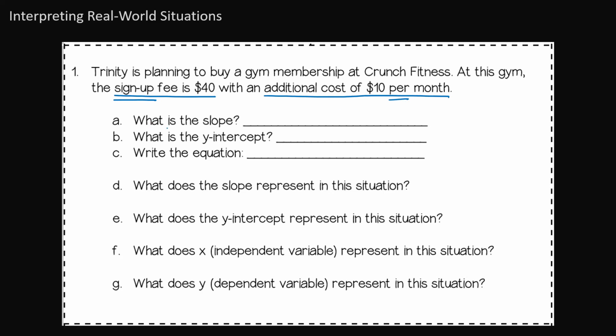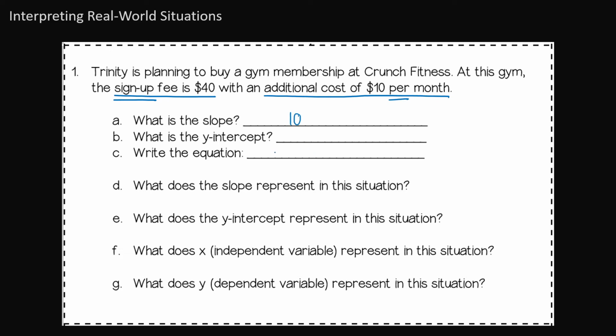So the first question says, what is the slope? Now, slope is a rate, and it's one of the things that stays constant in our equation. So this cost of $10 per month, that's a constant thing that is always going to be happening in the equation. The slope is going to be 10.